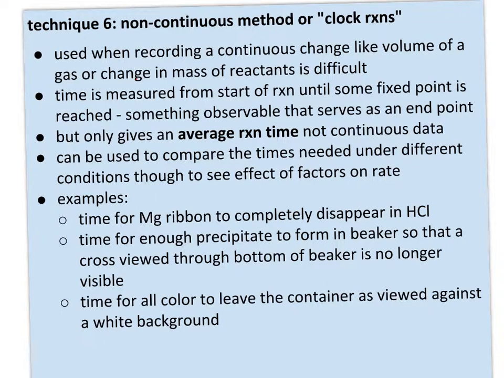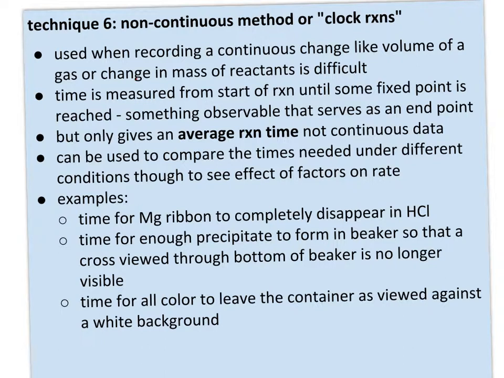So if it's difficult to use one of the other 5 techniques, then you might just look for something observable that can serve as, boom, the reaction is done here. And then it gives you an average reaction time from when it started to when it ended. But it doesn't tell you anything about the rate over that time. So we're not going to see any change in slope. We're just going to have an average reaction rate. But it can be used if need be.